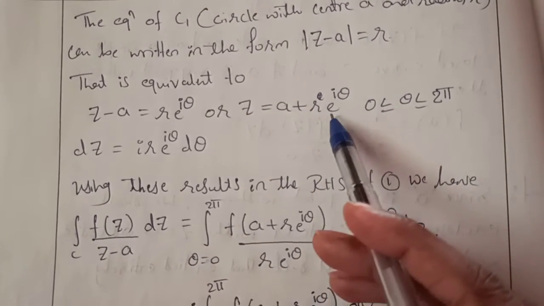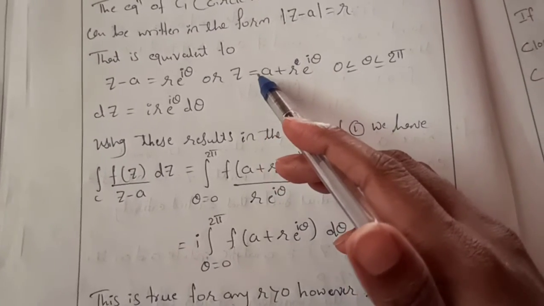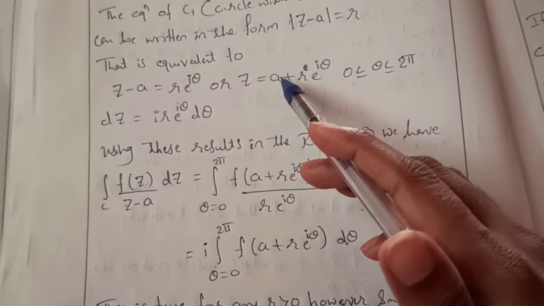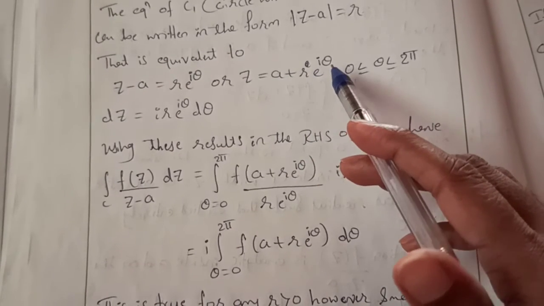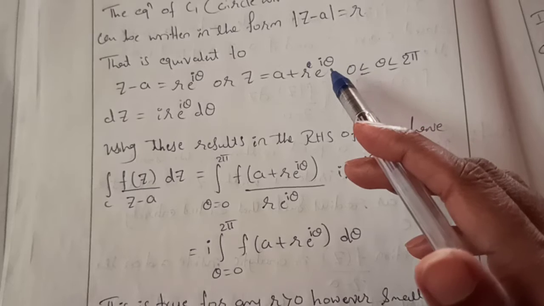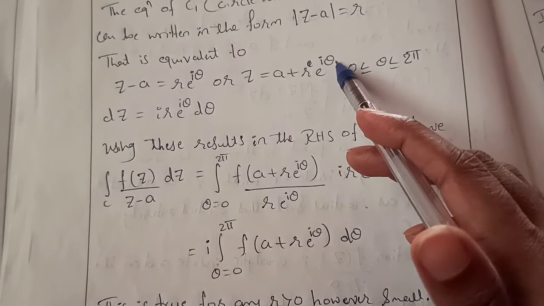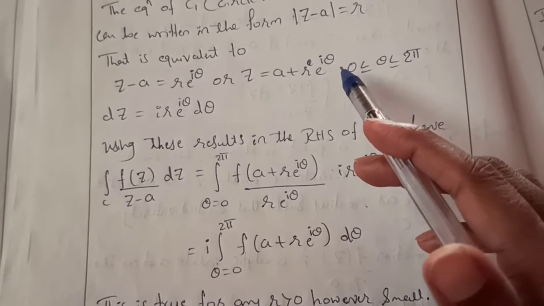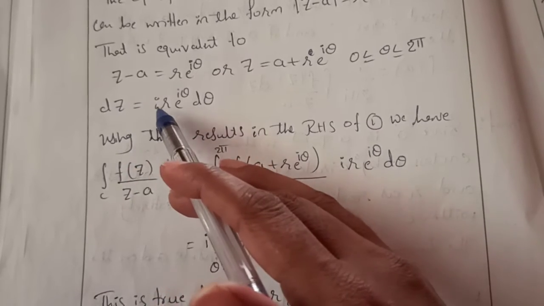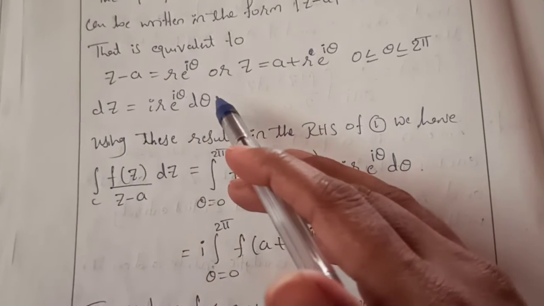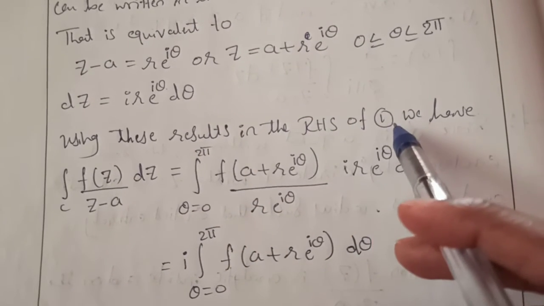Now differentiating this with respect to z. So the derivative of z is 1, equal to the derivative of a with respect to z, which is 0. r is constant, we will keep it as it is. The derivative of e^(iθ) is e^(iθ) into i. Again the derivative of θ is dθ by dz. So dz is shifted to the left hand side. Therefore dz is equal to i r e^(iθ) dθ.